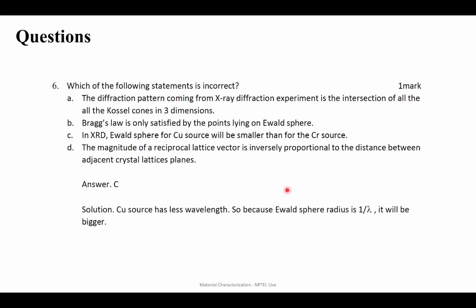So the correct answer would be C. Copper source has less wavelength, and Ewald sphere radius is 1 by lambda. So copper will have a larger Ewald sphere. So C is the incorrect statement. The rest of all are correct statements.